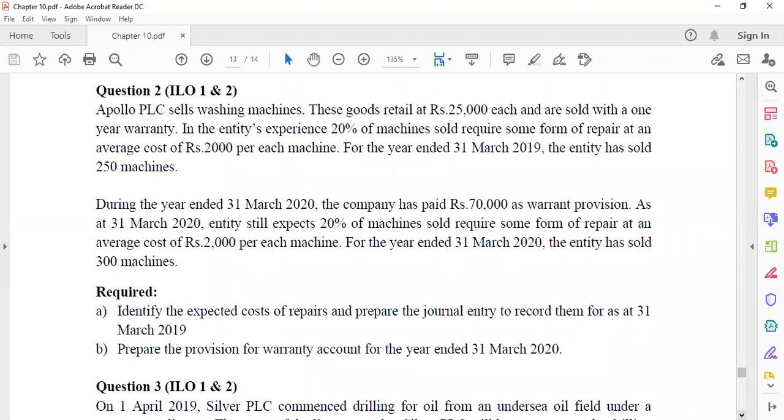As at 31st March 2020, the entity still expects 20% of the machines sold to require some form of repair at an average cost of 2,000 per machine. For the year ended 31st March 2020, the entity has sold 300 machines. Let's look at the requirement: identify the expected cost of repair and prepare the journal entries to record them as at 31st March 2019. The first requirement is to come up with the journal entries to record the provision.